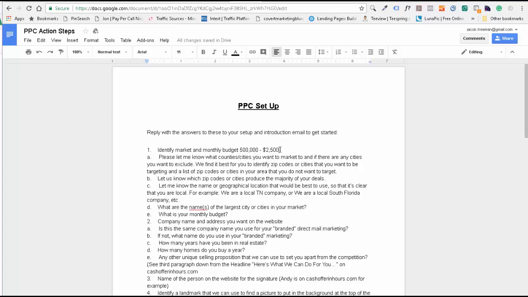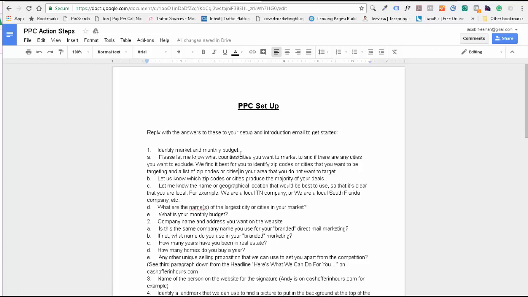Then please let us know which county, cities you want to market to, and if there are any cities you want to exclude. Just like including cities, we can exclude areas within cities that you're targeting so that your ads don't show to people there.